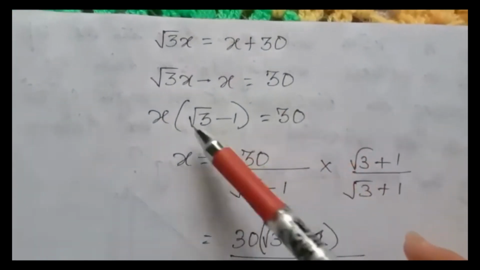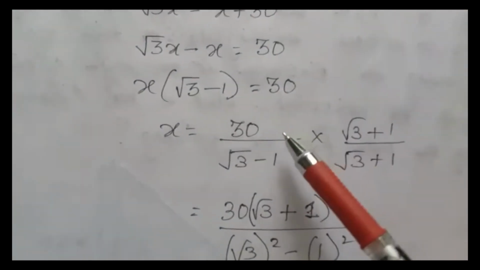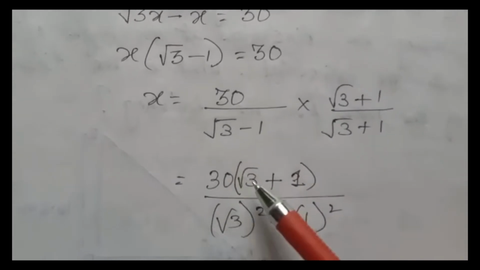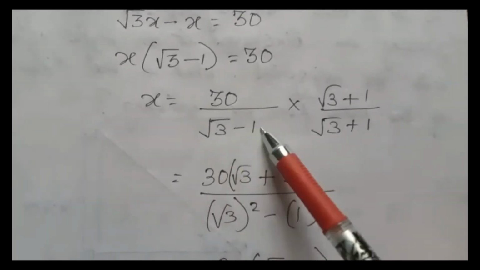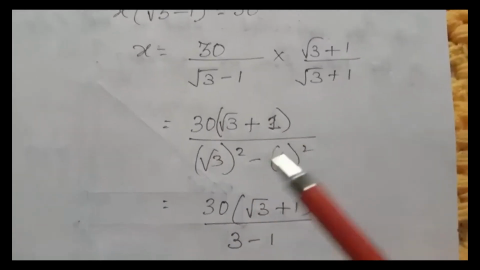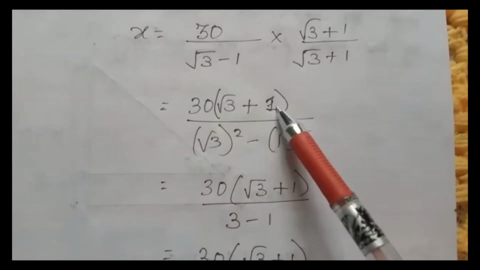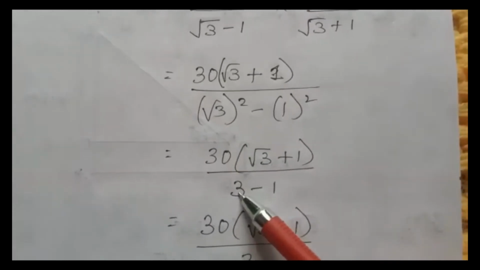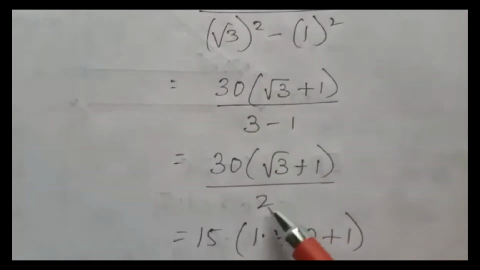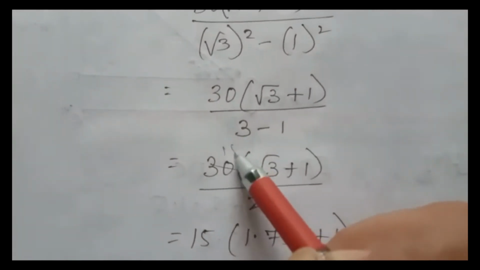Now 30 will be divided by root 3 minus 1. Now you have to rationalize this. Change the sign. Then rationalize. 30 into root 3 plus 1, a minus b, a plus b, a square minus b square. So 30 into root 3 plus 1 by root 3 square is 3, minus 1 square is 1. 3 minus 1 is 2. Now cancel. 2 ones are 2, 2 15s are 30.